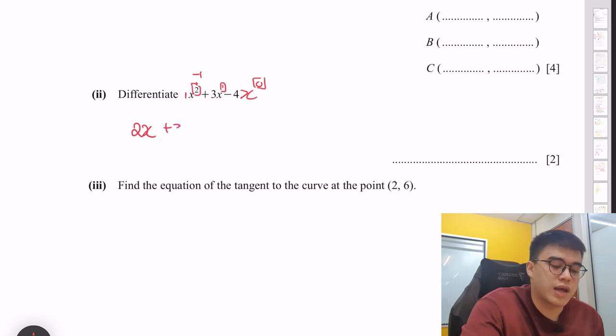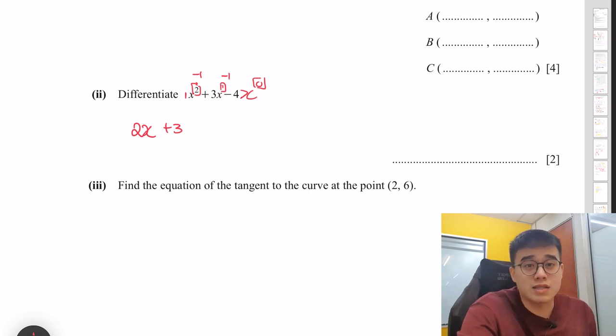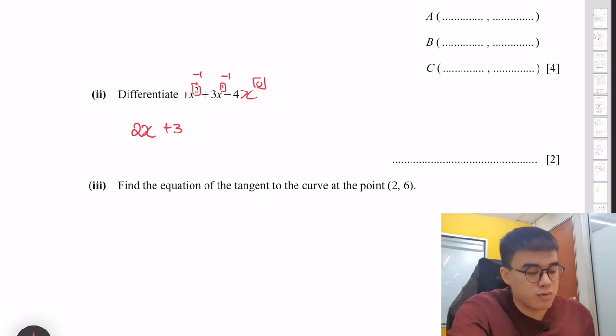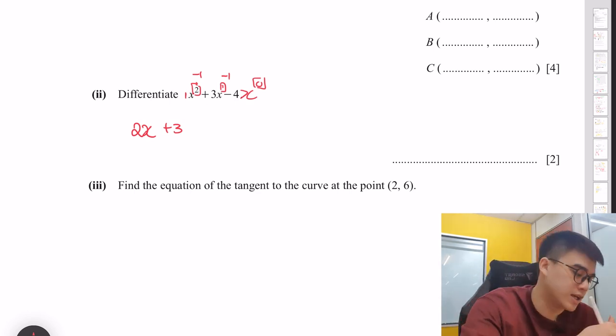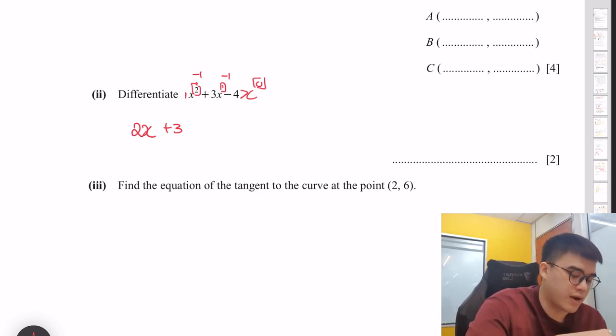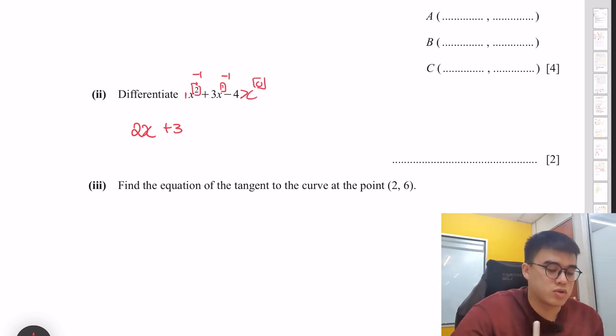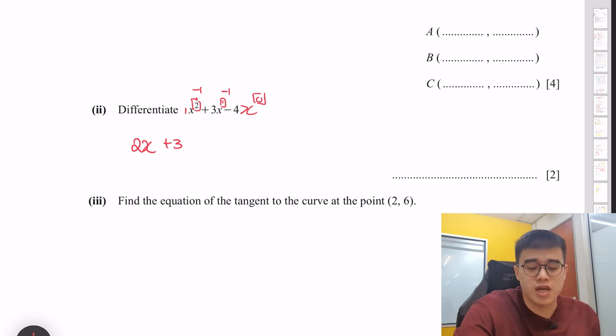Followed by 3 times 1, it will still be 3. And then x, 1 minus 1 is 0, so you automatically cancel off. So for the integer of negative 4, when it is multiplied by 0, it will cancel off entirely. So there won't be any variables over there. So that is your final answer after you differentiate it.